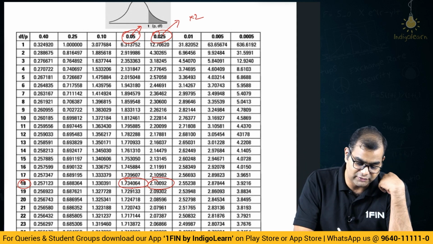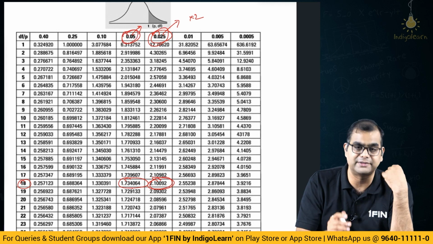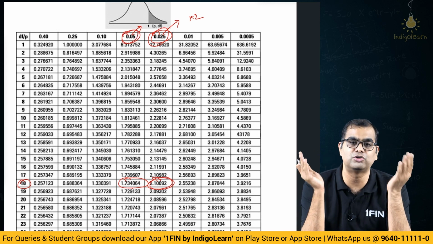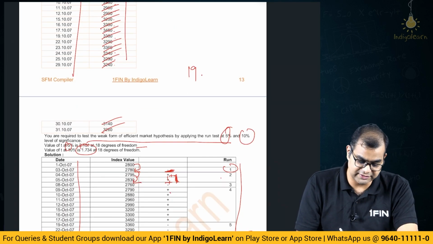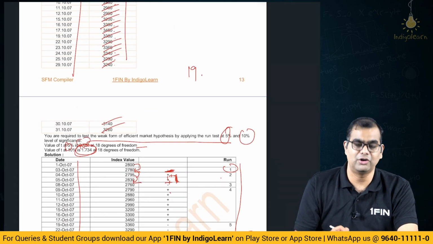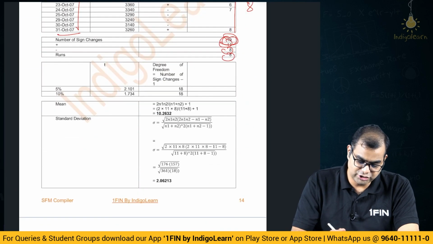So, they have given the value for one side 2.5%, which is 2.1, and one side 5% means both sides 10%, which is 1.734. See, which is why the 10% value is lower than the 5% value. Okay. Now, once you do this, what do you do?